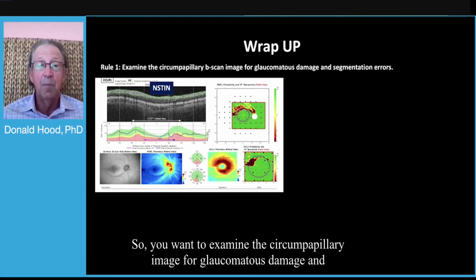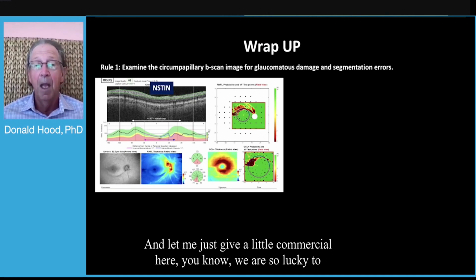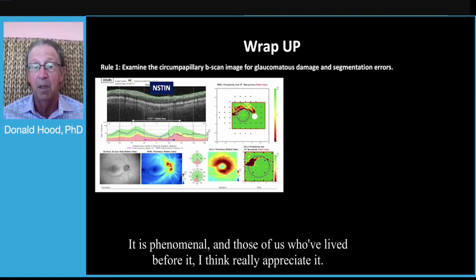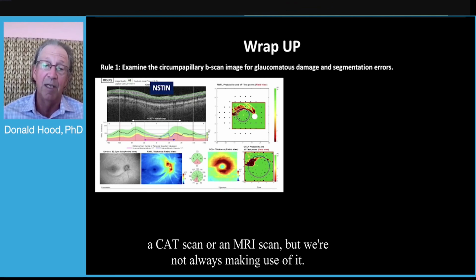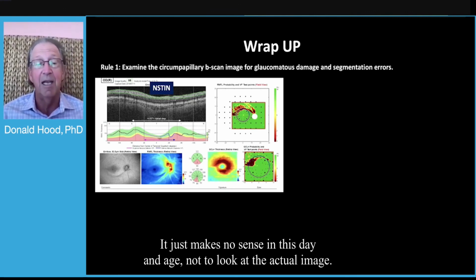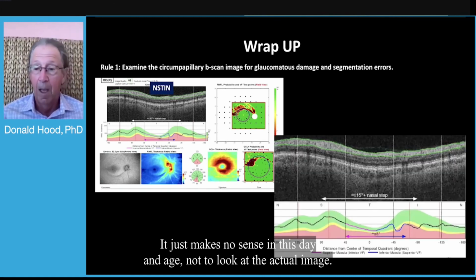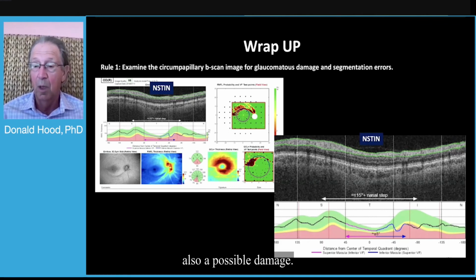So you want to examine the circumpapillary image for glaucomatous damage and segmentation errors. And let me just give a little commercial here. We are so lucky to have this OCT technology. It is phenomenal. And those of us who lived before it, I think really appreciate it. These images that you can now get have 100 times the resolution of a CAT scan or an MRI scan. But we're not always making use of it. We have to be looking at these images, right? It makes no sense in this day and age not to look at the actual image. And so in this case, what we're going to be looking for here is segmentation and also possible damage.